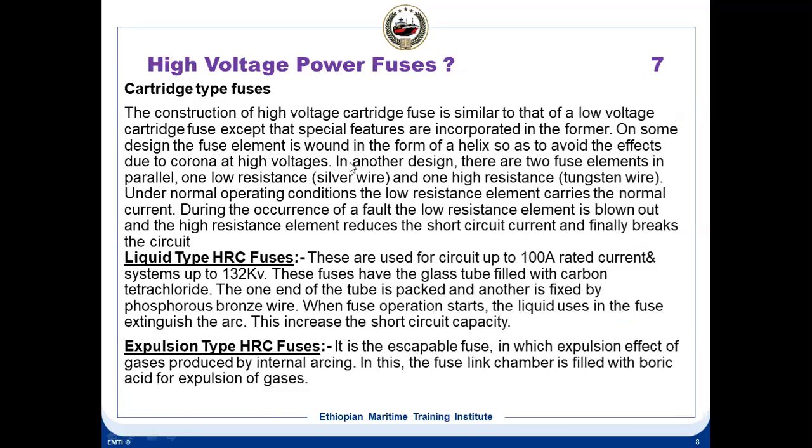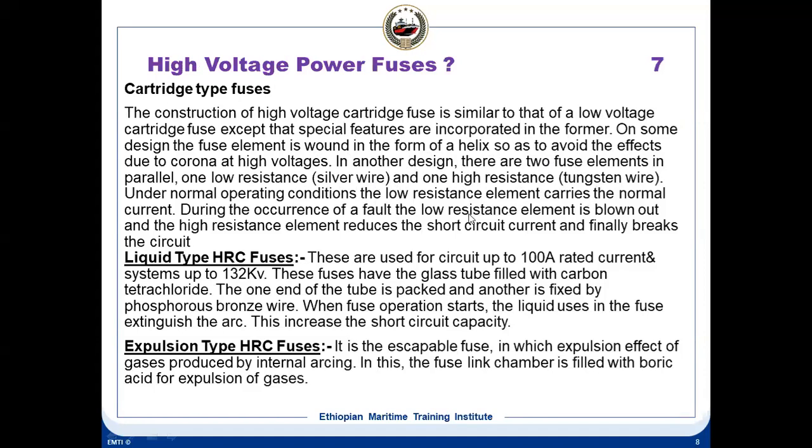So here, in the high voltage case, we are using cartridge type fuses. In some designs, the fuse element is wound in the form of a helix so as to avoid the effect of corona at high voltages. In other designs, there are two elements: one is a low resistance and one is a high resistance. The low resistance element is made of silver, and the high resistance one is made of tungsten.